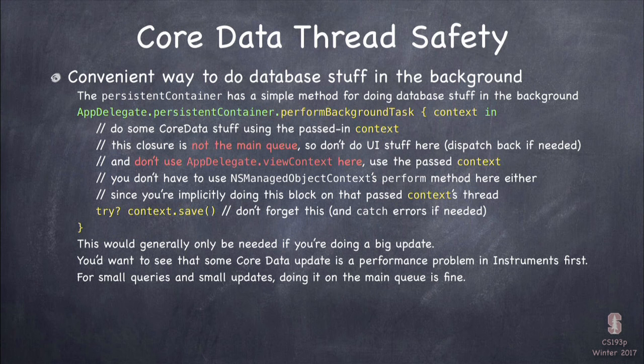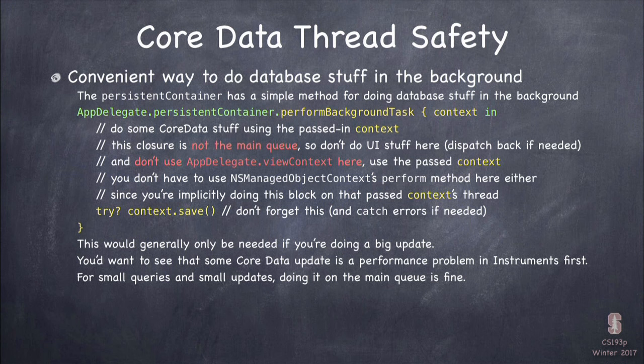Remember, this is a function on persistent container, that thing you get from the app delegate. And this takes a closure. This closure has one argument. The argument is a context, and that context is appropriate for use on this other thread that this is going to create for you. So this perform background task finds another queue, not the main queue, some other queue, and it creates a context in that other queue, and it executes your closure on that other queue in the background.